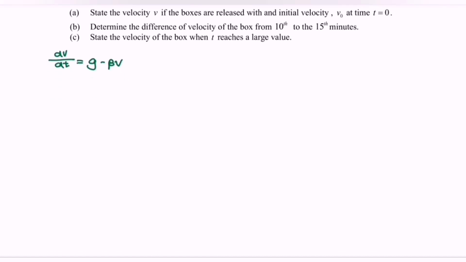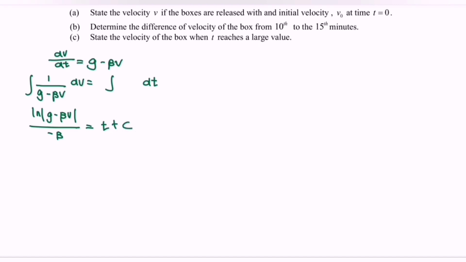By referring to the situation, separable variable is suitable for this case, where we have to separate dv dt. Next, we have 1 over g minus beta v. So kindly integrate: ln g minus beta v. Differentiate the internal function with respect to v. So we have negative beta equals t plus c.